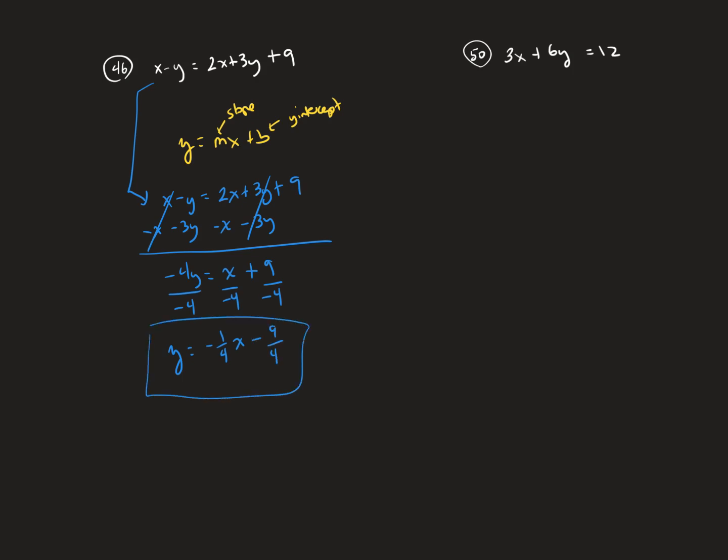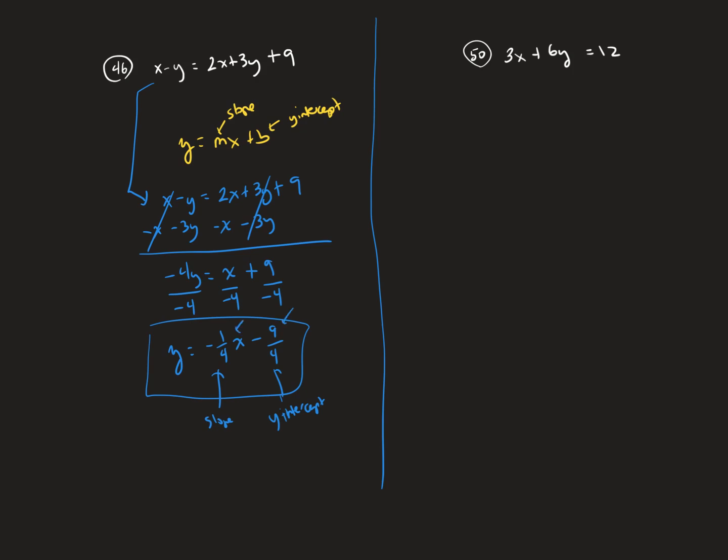So the slope of this line would be -1/4, and the y-intercept would be -9/4. Now, anytime you have an equation you want to get into slope-intercept form, get the y by itself and then write it with the x first and the number second. So like we did here, the x stuff first, the number by itself second.